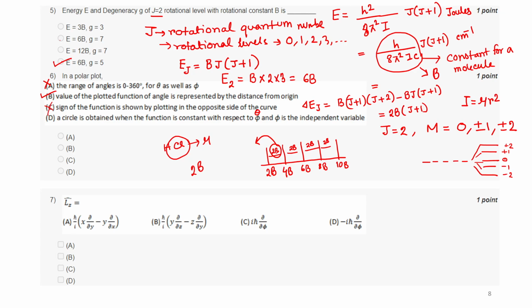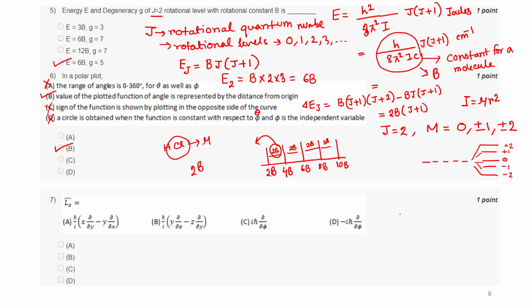Okay. So the only right answer is B. That is, the value of the plotted function of an angle is represented by the distance from the origin. Okay. Now let us come to question number 7, that is your angular momentum along the z axis, that is Lz. So it is a multiple correct answer. What do you think it is going to be?